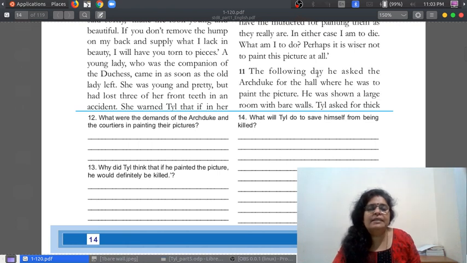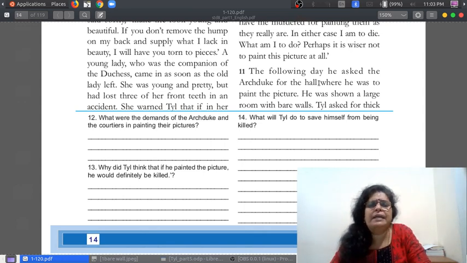The following day, wouldn't it be the following day? Following day, next day. The following day, he asked the Archduke for the hall where he was to paint the picture. So he is going to paint the picture in a hall, on the wall of a very big hall.